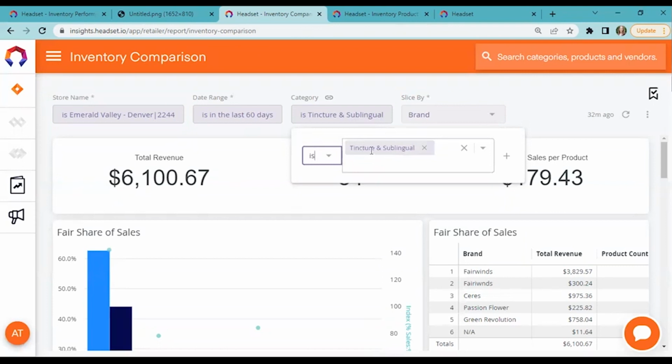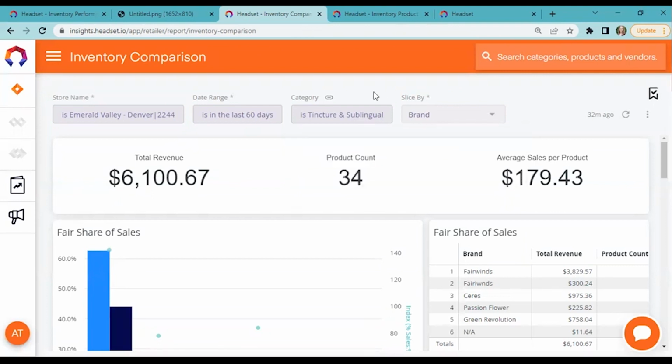So I'm going to look at just tinctures. If you choose a category, it makes it a little bit easier to read the rest of the data. For example, if you are focusing on brands or vendors and you want to make sure you're getting the best bang for your buck, then you can slice it by brand, and it makes it a lot easier to clearly see which tinctures are selling the best under which brands, and cultivate the relationship with them so I can build up my inventory that way. That's one way to look at this.